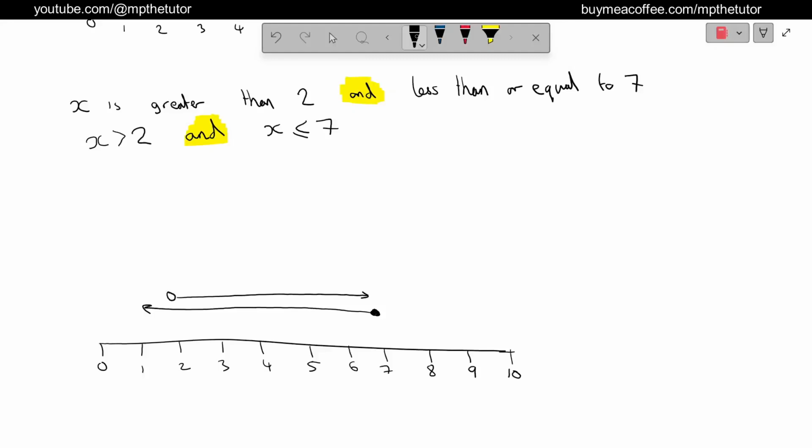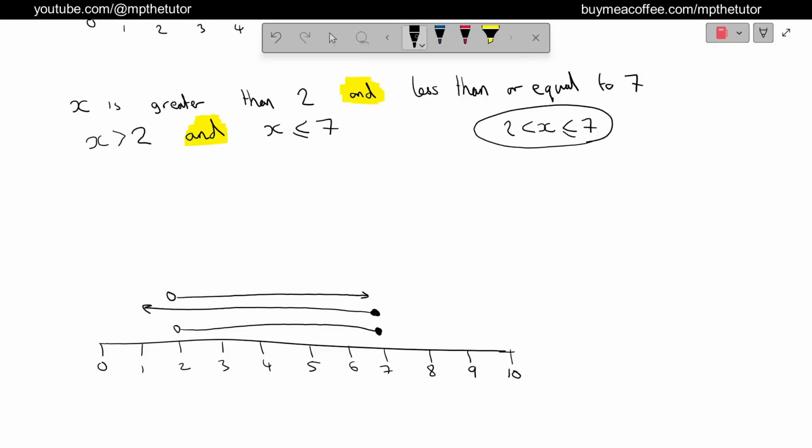However, we want the area which is both greater than 2 and less than 7. So this is actually a limited area. Now, there's a couple of ways we could write this. We could write this as x is greater than 2 and less than or equal to 7. So here I've written it as a standard inequality without it being written in set notation.